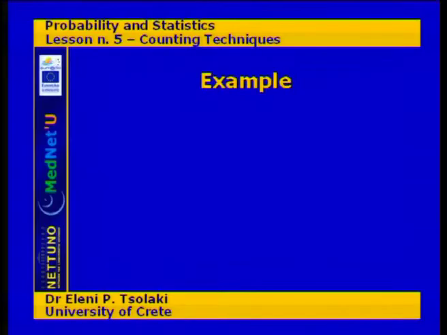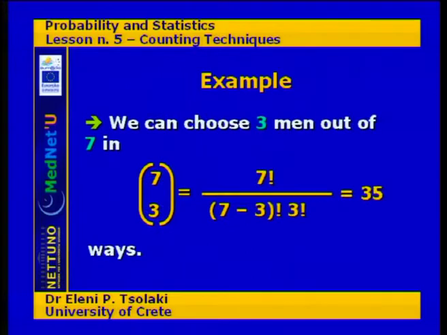Now, for our example, we can choose 3 men out of 7. Be careful here, we have only 7 men. We have to make clear the total number of elements from the group which we are choosing. We are not considering all 15 different choices. We can only choose from the 7. So we have to only use 7 here.